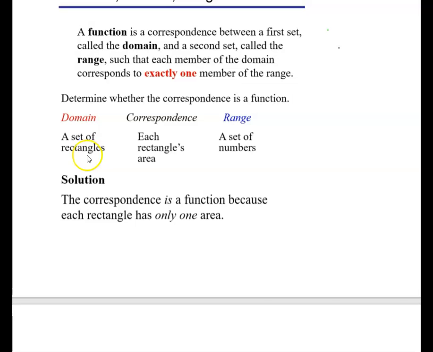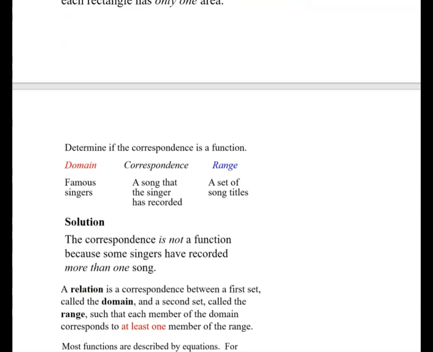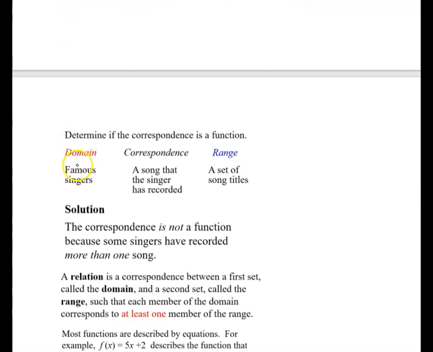So it doesn't matter, all our domains would be different. We would list the rectangles differently and they would all have one area that was assigned to them. Okay. If our domain is famous singers and our correspondence is a song that the singer has recorded, and our range is a set of song titles, this correspondence is not a function because some singers have recorded more than one song. So they would have more than one song listed in their list.